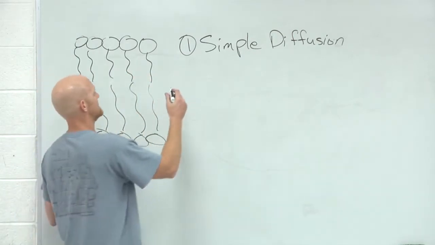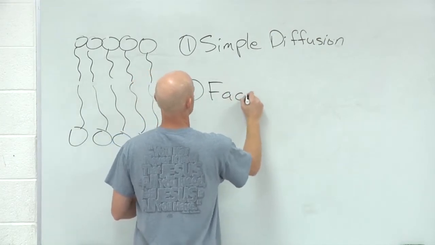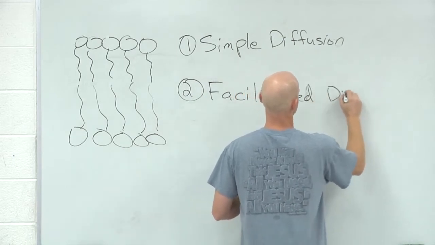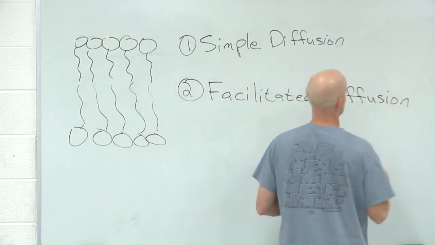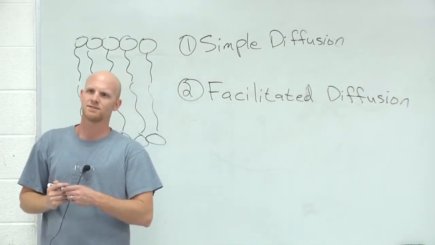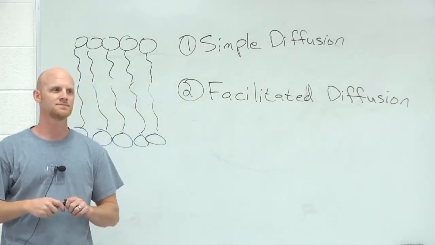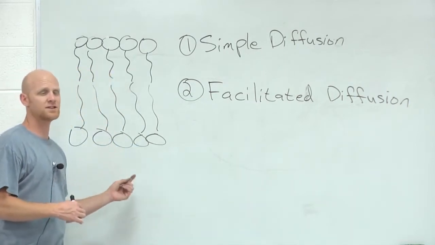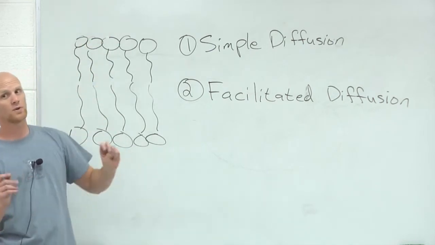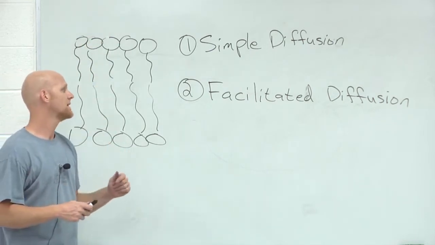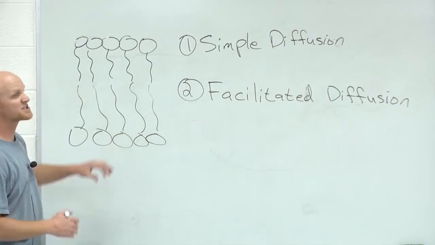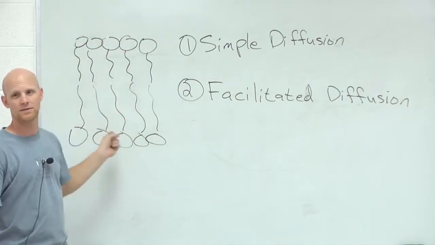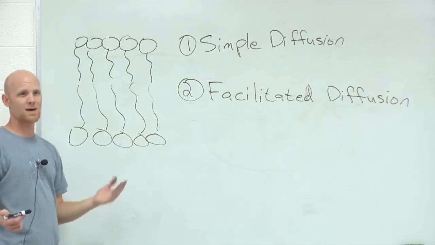So simple diffusion. Your second type. Facilitated diffusion. What does facilitated mean? Helps. We're going to help diffusion happen. So notice oxygen or carbon dioxide can diffuse right through. It still has to go down the concentration gradient, but it can just diffuse right through. Now what if I had a bunch of ions on one side and not a bunch on the other side? Well, they want to go through, but can ions go across? No, they're charged. They can't pass through the membrane.